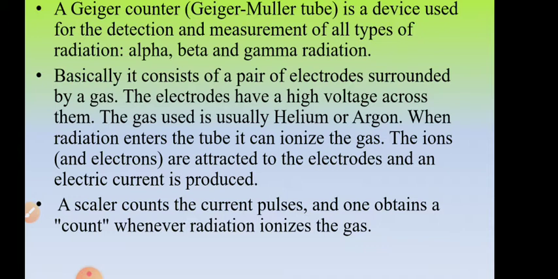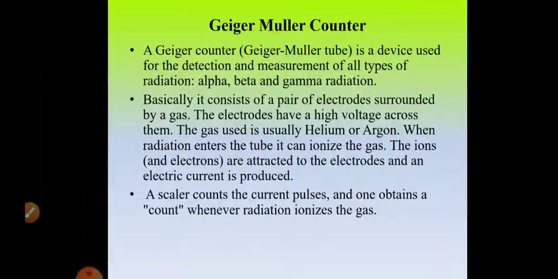When a radiation enters the tube, it ionizes the gas particles. When it ionizes the gas particles, electrons are generated. They are attracted towards the opposite electrode, and hence an electric current is produced. This current causes a pulse, and the pulse is counted by the scaler.